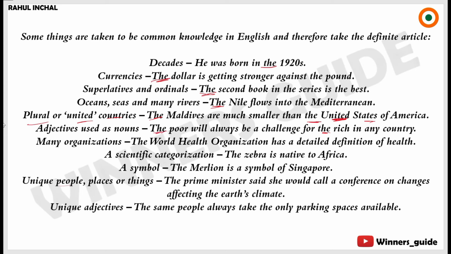Okay. Many organizations. The World Health Organization has a detailed definition of health. Right? A scientific organization. The zebra is native to Africa. A symbol. The Merlion is a symbol of Singapore. The unique people, places, or things. The prime minister, the president, all of that.